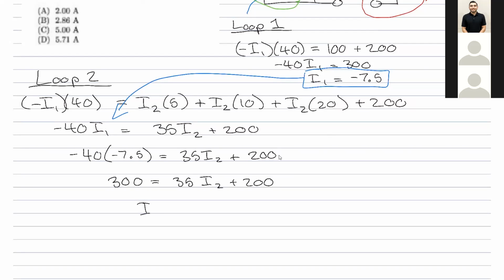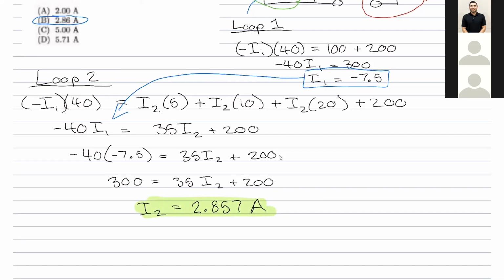You're going to get I2 is equal to 2.857. Okay. And that is our current going through the resistor. And that is answer B.